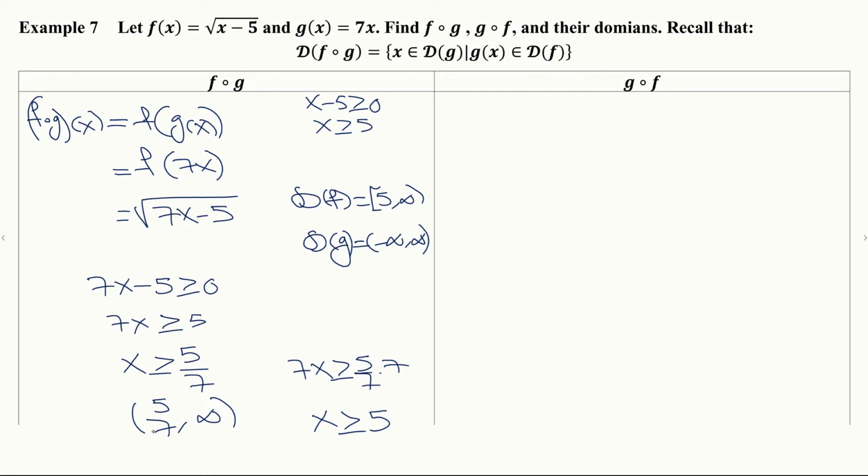So this group right here, we need a bracket, right? Not a parenthesis. So the domain of f circle g is going to be bracket 5/7, comma, infinity. All right.